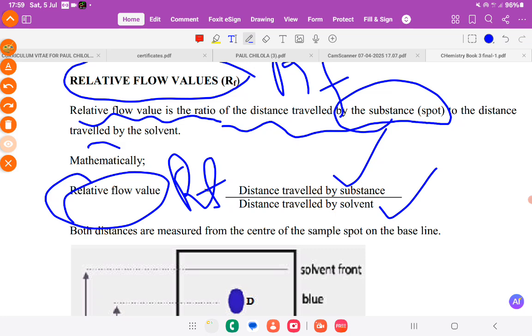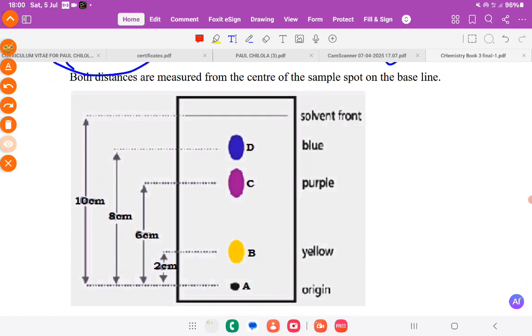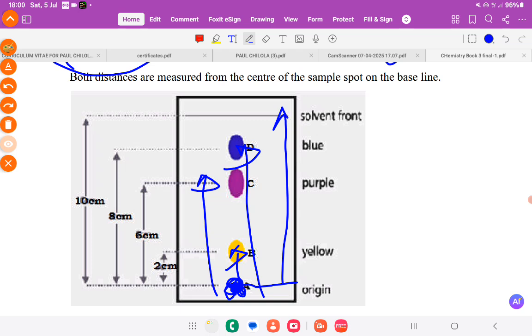All right. So both of these distances are measured from the center of the sample. Okay, so the original sample is right here. Substance spot B travels up to that point, then you have spot C traveling to that point, and then spot D traveling to that point. So you take the distance the solvent travels up to that point. This is the distance traveled by the solvent.